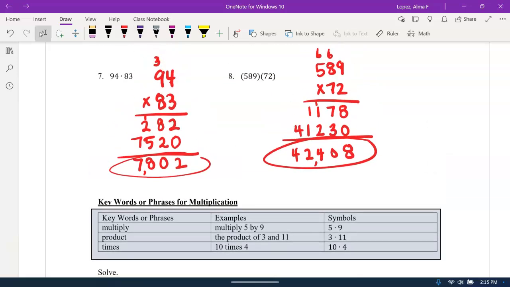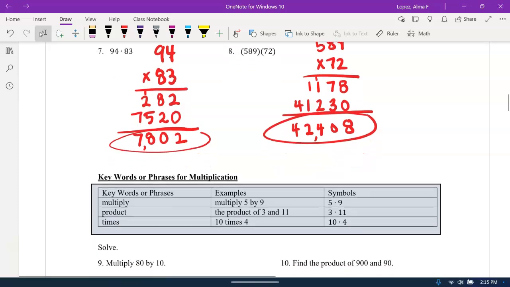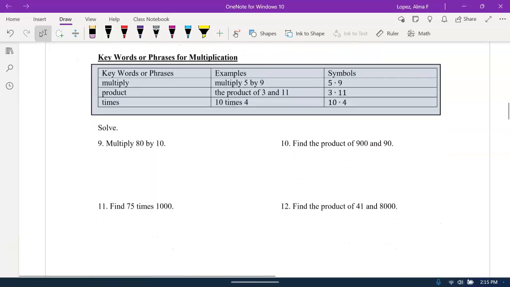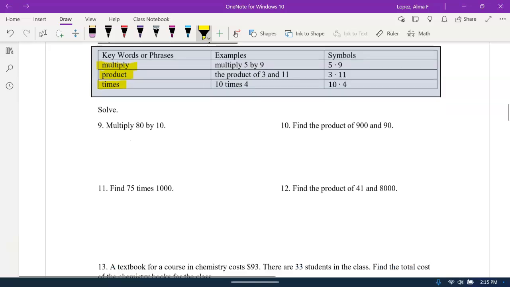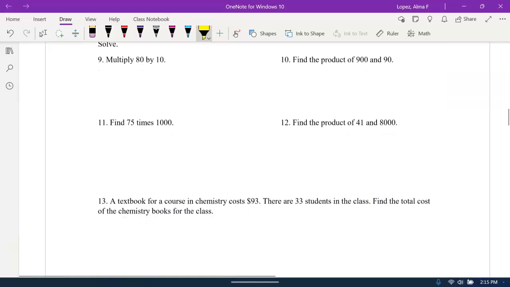Also, again, the lectures in class will be able to go a little bit slower, but you'll always have these to fall back on. Now, here are the keywords and phrases that imply or mean multiplication. Multiply, product, and times. And here is an example of how they're written. So I'll let you read those. We're going to go ahead and use those phrases.